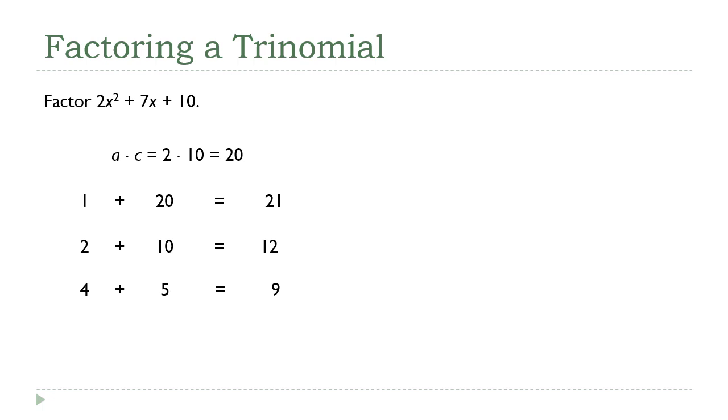So now I'm going to check out the negatives. Negative 1 and negative 20, that gives me negative 21. Negative 2 and negative 10, that gives me negative 12. And I only have one more option. Negative 4 and negative 5, that gives me negative 9. Nothing added up to 7. So what do we do?